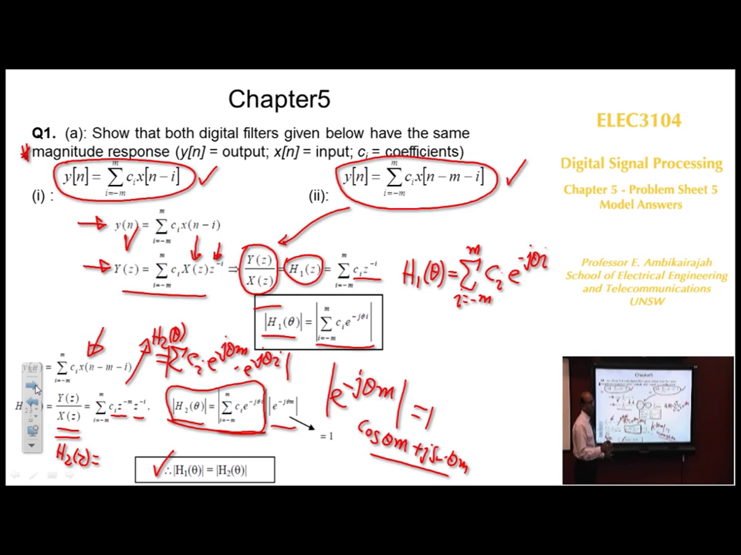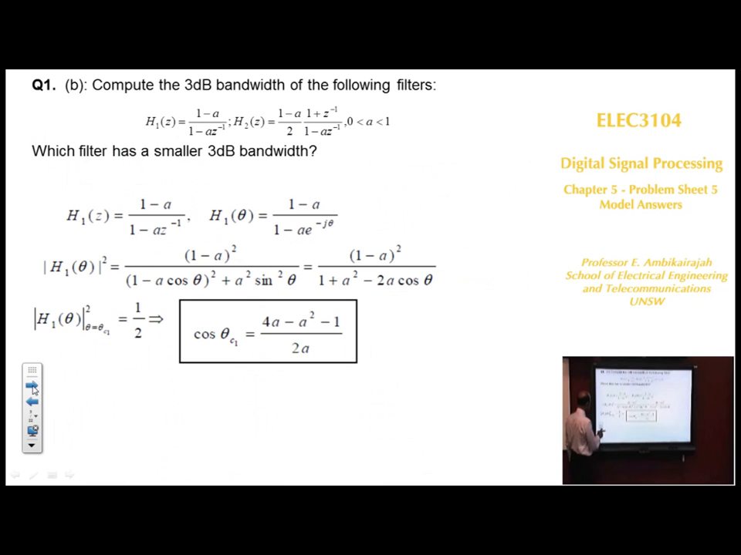So it's not a difficult question. You just need to go through the steps there. Let's look at the next question. They want you to compute the 3 dB bandwidth of one transfer function here and the second transfer function. We start with the first one. H1(z) is given to you, and now you find H1(θ), which is (1 − a) over (1 − a e^(-jθ)).